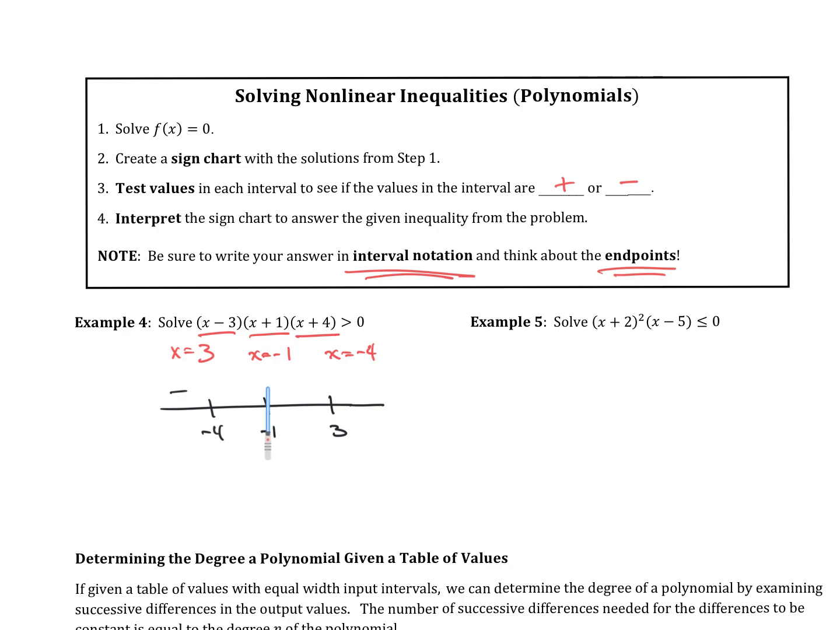-2. I totally agree. So if I substitute a -2 on this one, what do I get? Negative. How about this one? Negative. How about this one? So now I have a negative times a positive. Well, what's a negative times a positive? A positive. So on that interval, I have a positive.